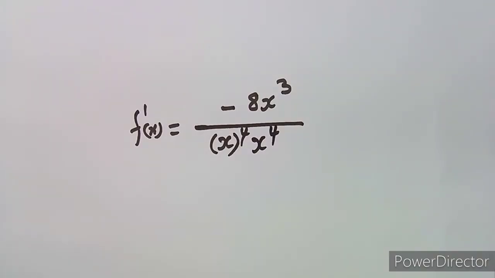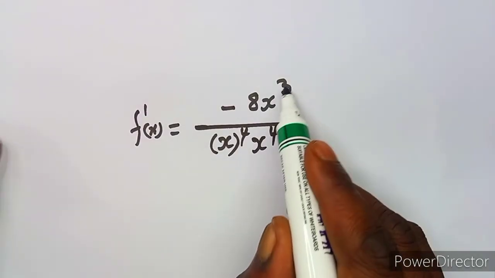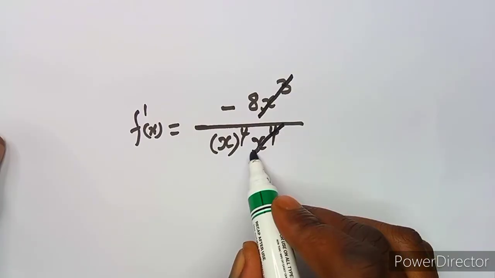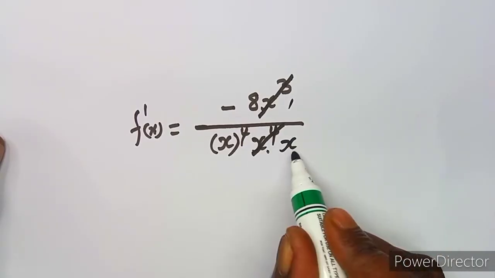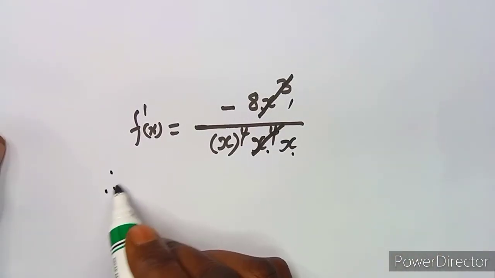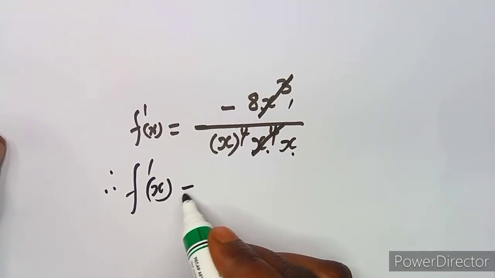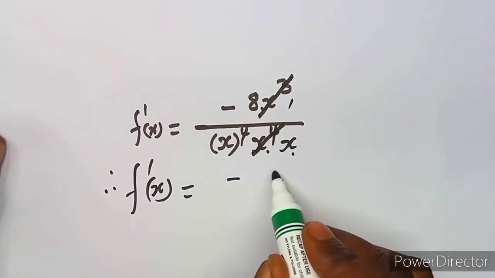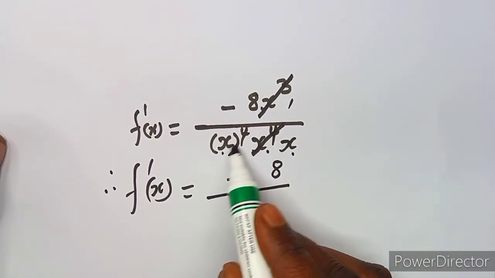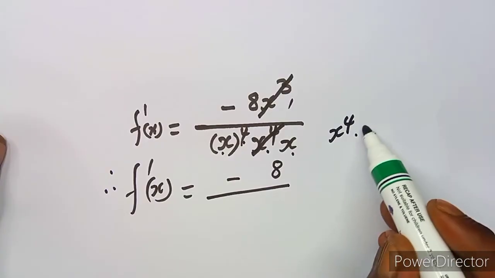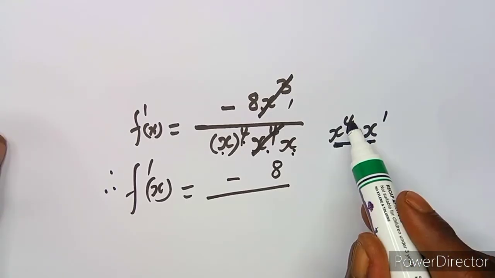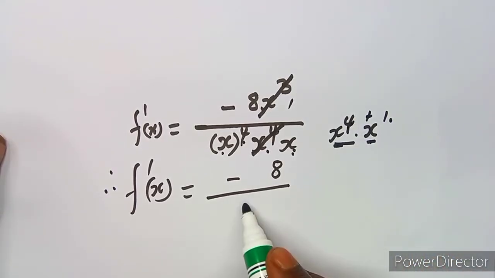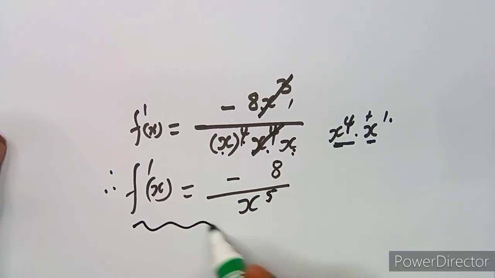All right. So can I leave my answer like this and say I'm done? No, guys, we can reduce x to the exponent of 3 and x to the exponent of 4. We are going to remain here with 1 and here with x, so we remain with 1x. Therefore, the first derivative with respect to x on the numerator is minus 8, over x to the exponent of 4 times x. When you are multiplying bases which are the same, you add the exponents. So 4 plus 1 is 5, and you remain with x to the exponent of 5.